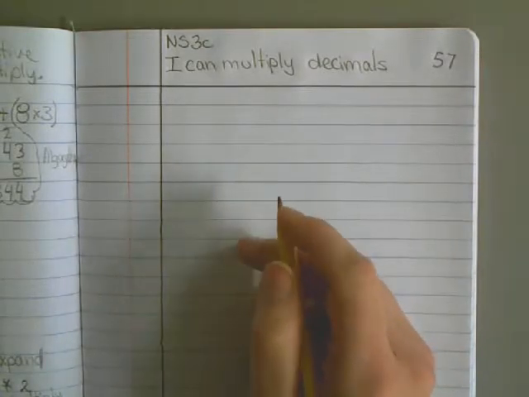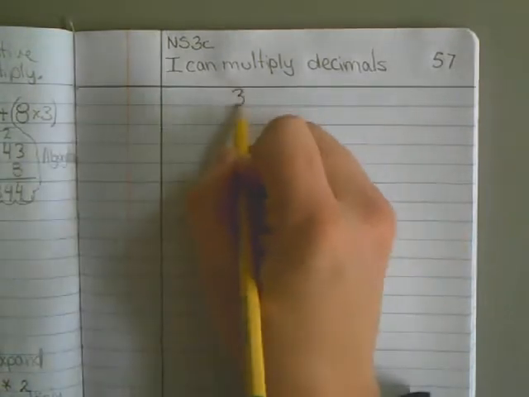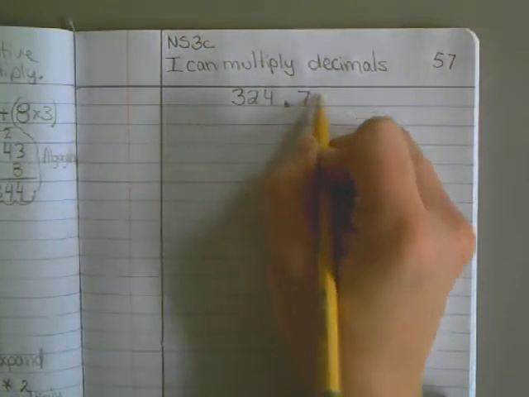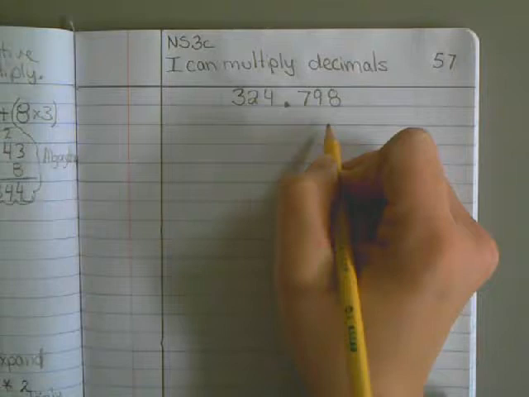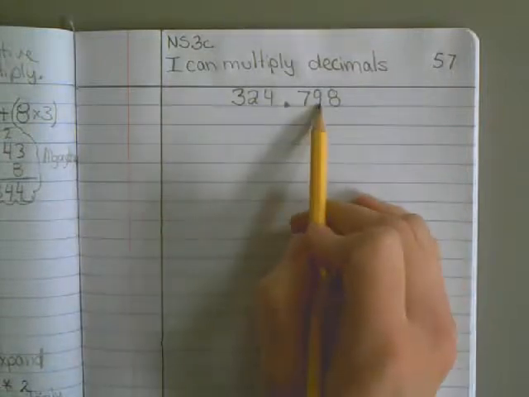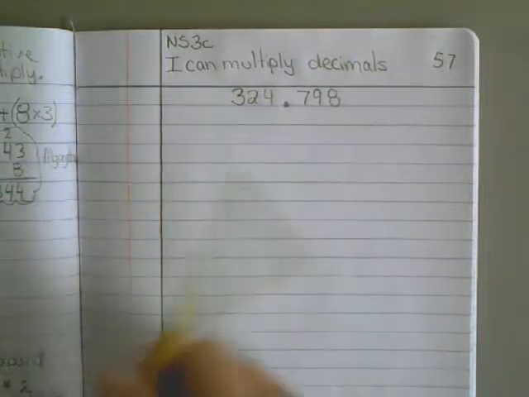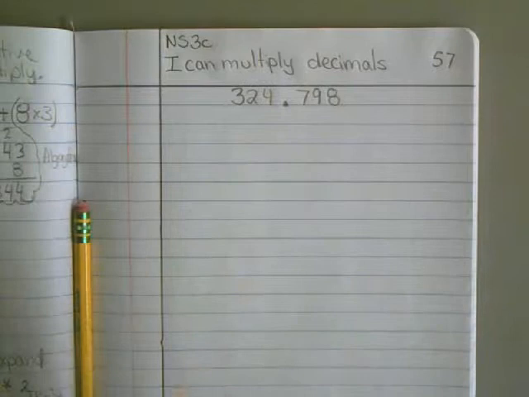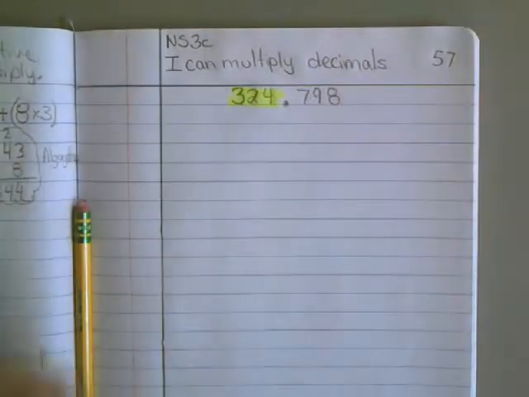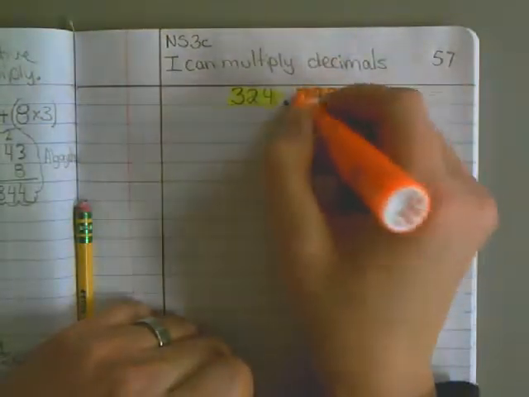So the first things first is we need to take a look at a decimal number. So let's take a look at the number 324 and 798 thousandths. Okay? Now the thing we need to understand here is we need to take a look at these numbers. So I'm going to highlight the numbers on the left of the decimal, yellow, and I'm going to highlight the numbers on the right of the decimal, orange.